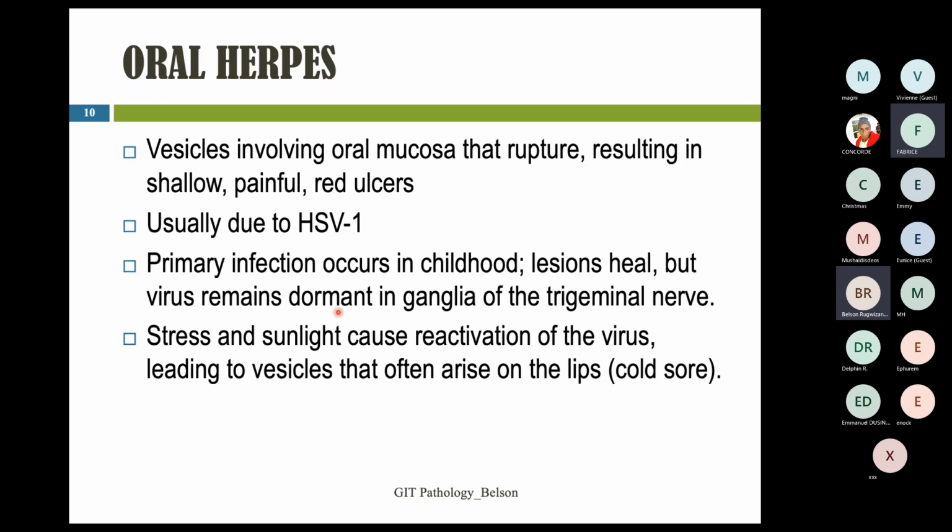And you see that for this herpes virus, stress and sunlight can cause reactivation of the virus, leading to vesicles that often arise on the lips, what are called cold sores. This is considered banal in most cases.